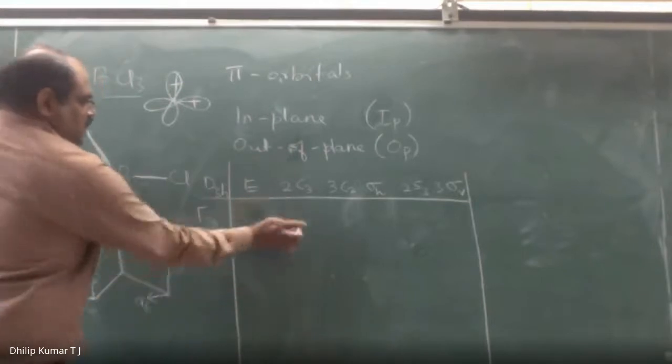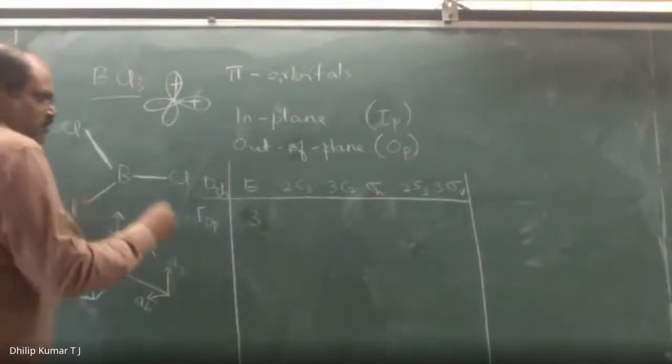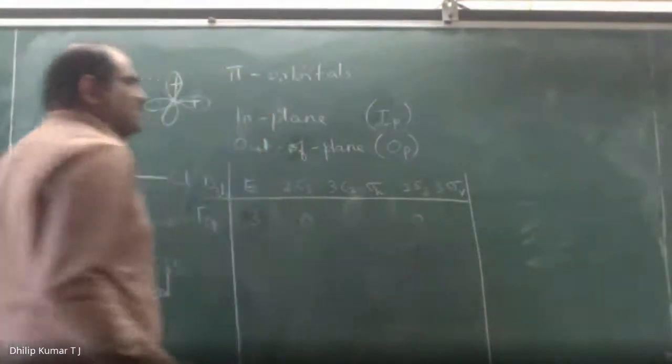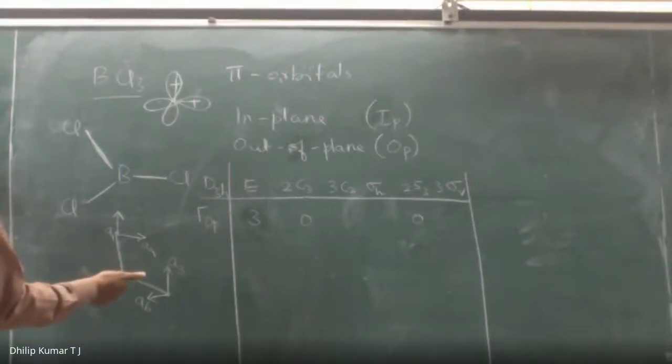So E is 3. Then C3: if you rotate the molecule, all the atoms are interchanged, the orbitals have changed their position, so this will become 0. Since C3 is 0, S3 will also be 0. Now let's rotate along the axis. C2 is just flipping it. If you rotate it 180 degrees, 2 atoms will change their position, so that gets cancelled.